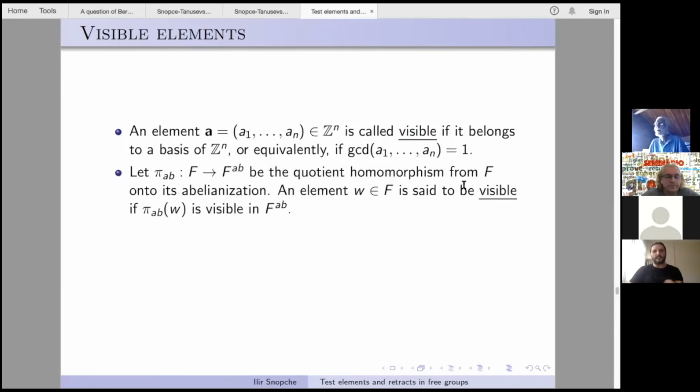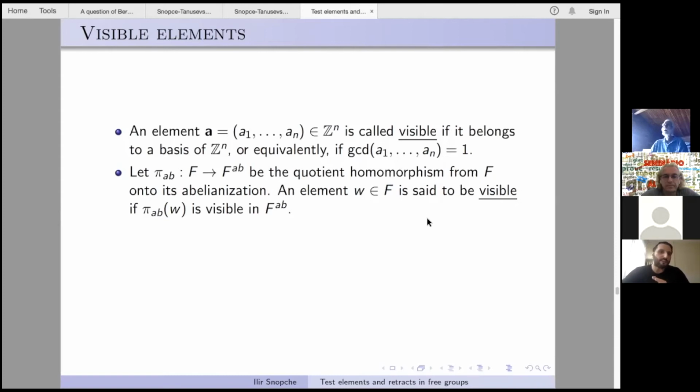And we can generalize this definition to free groups. So let pi_AB be the quotient homomorphism from F onto its abelianization. An element W in F is said to be visible if its image under this quotient homomorphism is visible in the abelianization. Okay, so let us make clear, we just need to remember that if the GCD of these coordinates is equal to 1, then the element is visible.